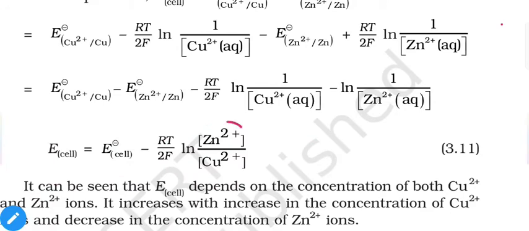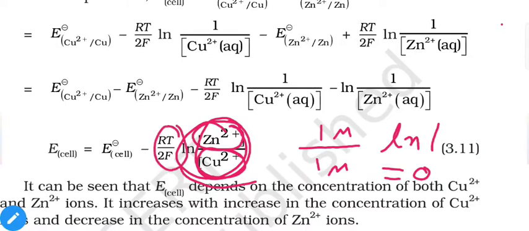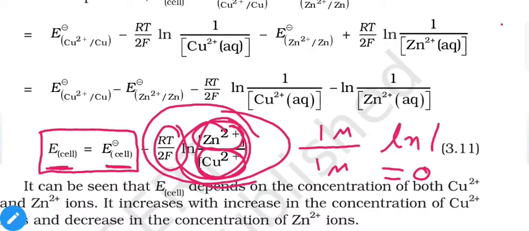Now keep in mind, if these concentrations are in unity, that means we have 1 molar concentration of Zn2+ upon 1 molar concentration of Cu2+, so it will become ln 1. This whole value is equal to 1, so that means ln 1, and the natural log of 1 is 0. If this value becomes 0, then the multiplication with RT upon 2F will be 0 as well. At that condition, our cell potential is equal to the standard cell potential, because this whole term will be 0.